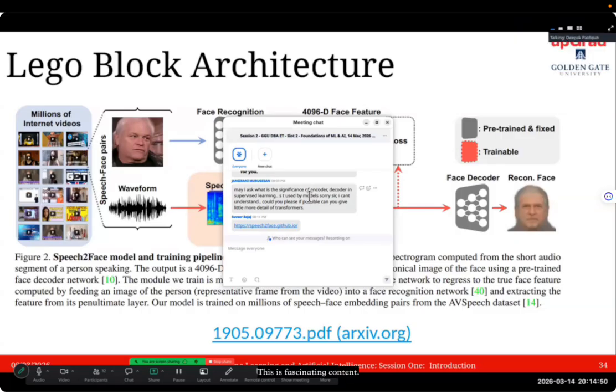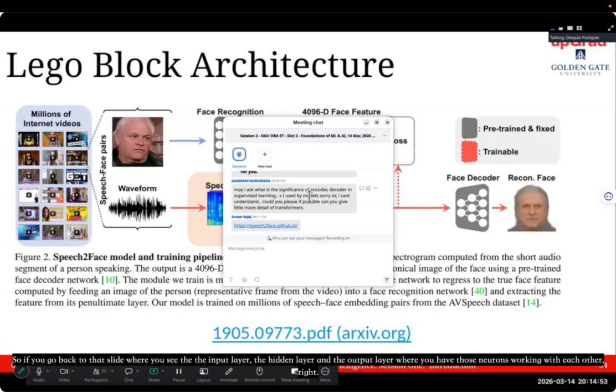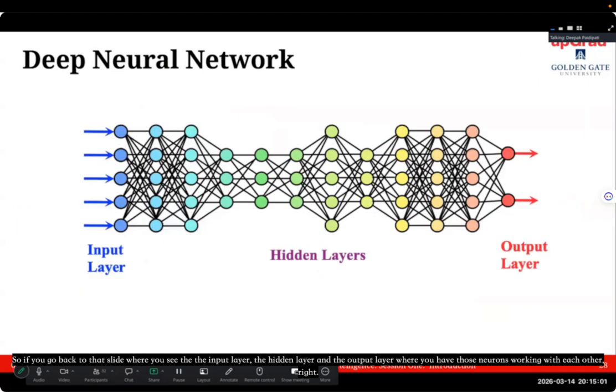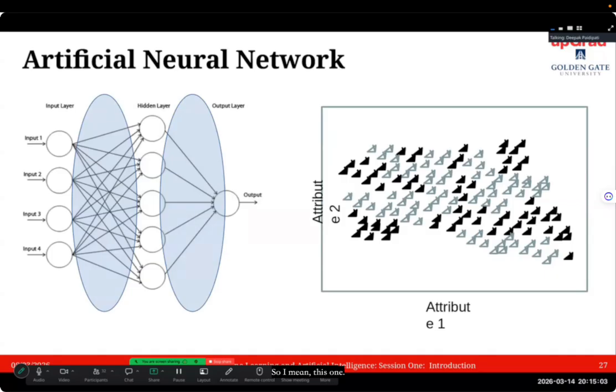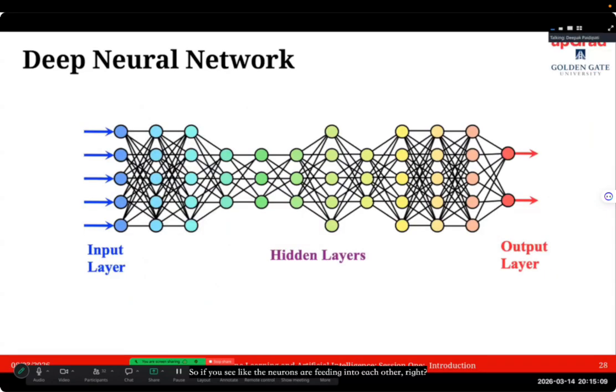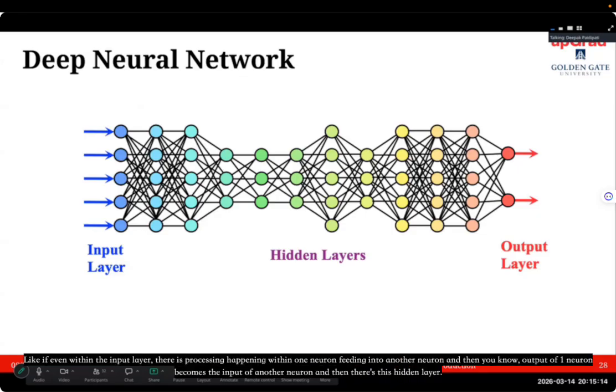Hello, sir. This is fascinating content. So if you go back to that slide where you see the input layer, the hidden layer, and the output layer, where you have those neurons working with each other. This one? Yes, exactly. So you see the neurons are feeding into each other. Even within the input layer, there is processing happening within one neuron feeding into another neuron, and the output of one neuron becomes the input of another neuron. And then there's this hidden layer.